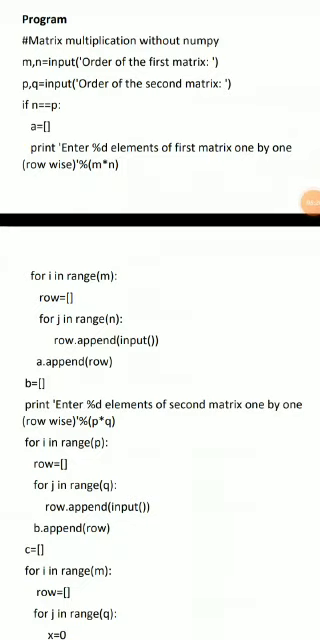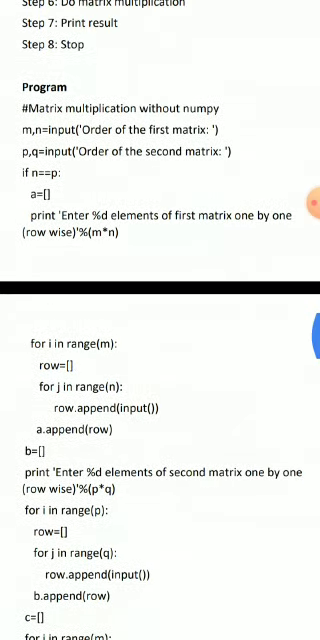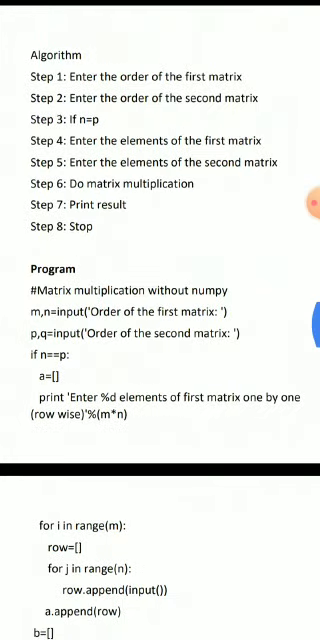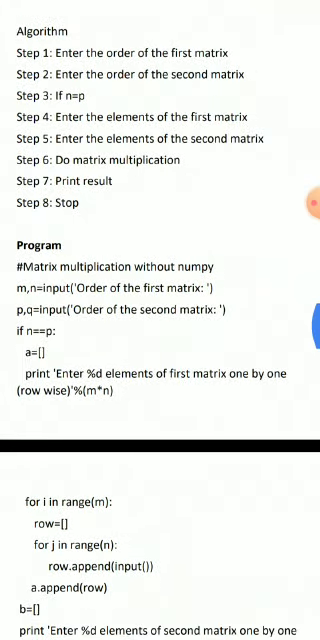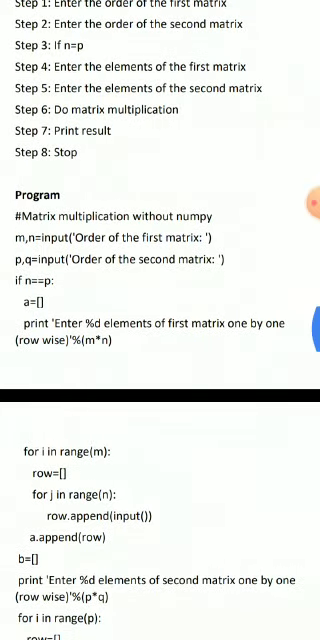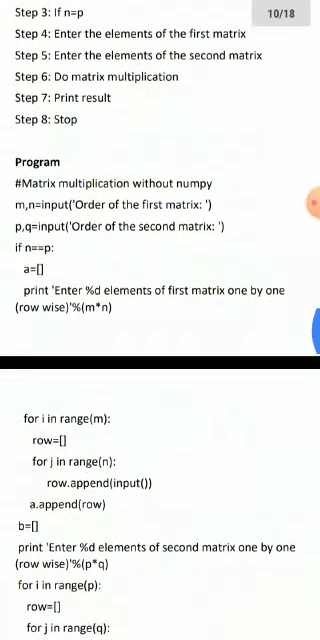This is the program for the matrix multiplication without NumPy. Just enter the order of the first matrix, then enter the order of the second matrix. If n equal to p, enter the elements of the first matrix, and then we have to enter the elements of the second matrix. Next step we do the matrix multiplication. Seventh step is print result, and then we stop the program.